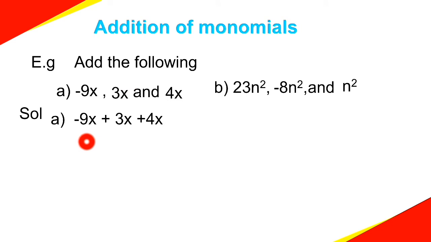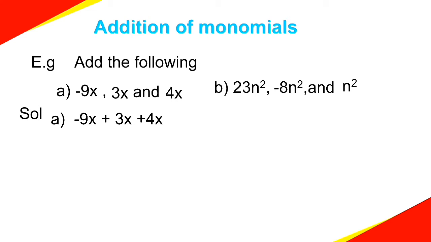Here minus 9x is one term, plus 3x is one term, plus 4x is one term. Totally how many terms you have? 4 terms or 3 terms? Right. We have 3 terms. Total how many terms? 3 terms. Right? Now in this, what are the like terms we have? All are like terms only.